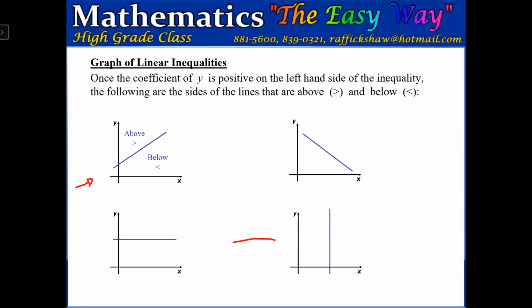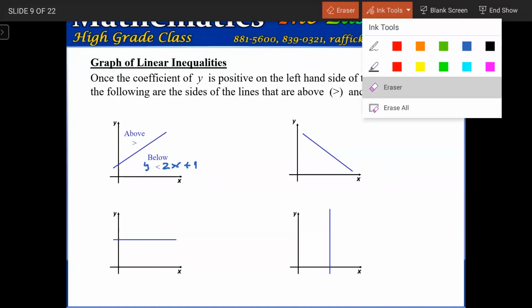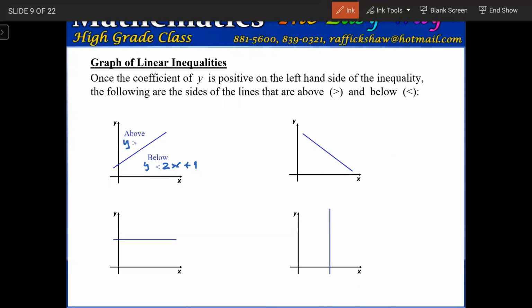So, for example, let me write an example. If, for example, I had y less than 2x plus 1, it means that I would shade under here. That's what that means, you know. I would want below the line. Right? That's what that means. And if instead I had y greater than 2x plus 1, it means that I would want up here, above there. That's what that means.